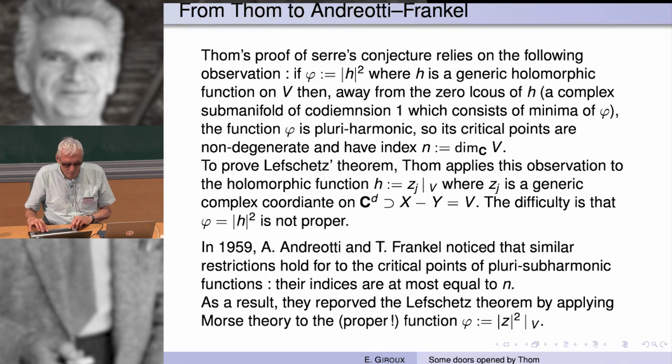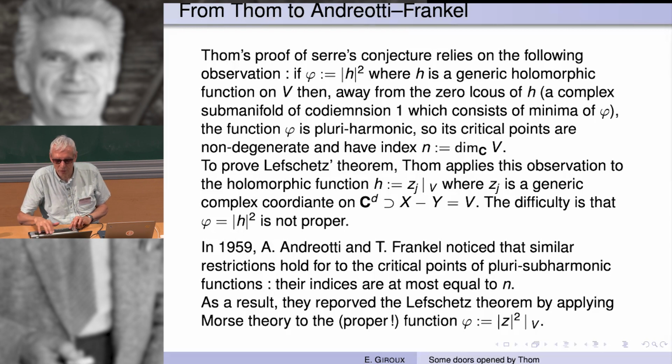And for example, how to use that? In the case of the Lefschetz theorem, you can assume that your hyperplane section is at infinity. So what you are left with is an affine variety in C, let's say, to the D. And you just take a generic complex coordinate on C^D. You restrict it to your affine manifold. And you take its norm squared, its squared norm.